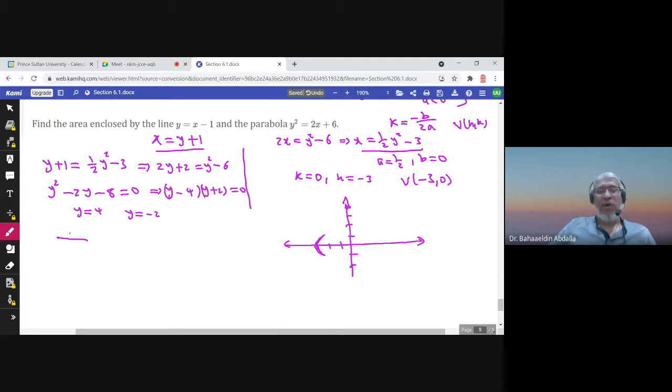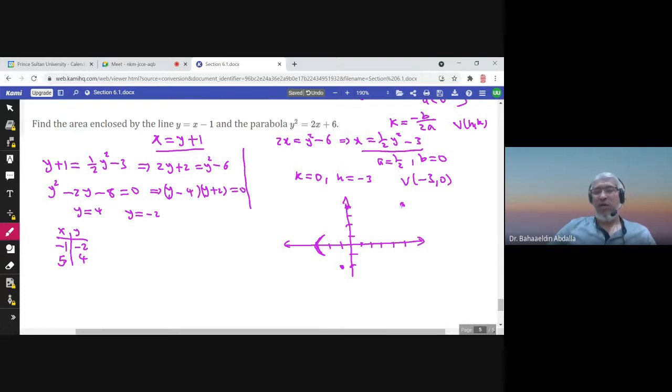Well, if y is negative 2, x would be negative 2 plus 1, negative 1. So negative 1 and negative 2, this is a point of intersection between the two graphs. And if y is 4, x is 4 plus 1, which is 5. You can find x from here or from here. So 5, 4, this is another point of intersection.